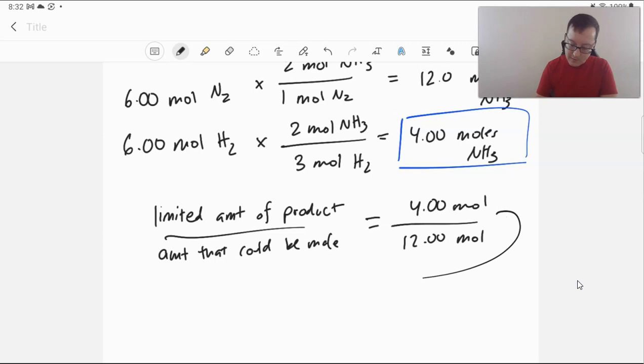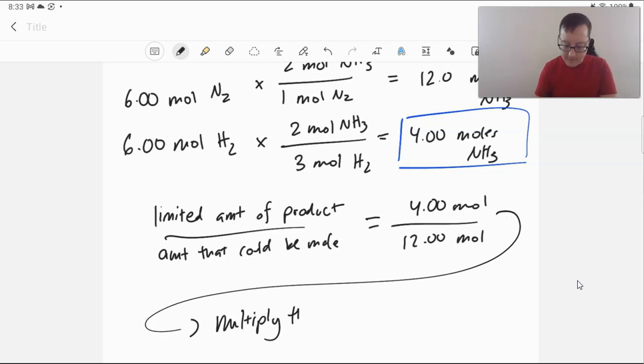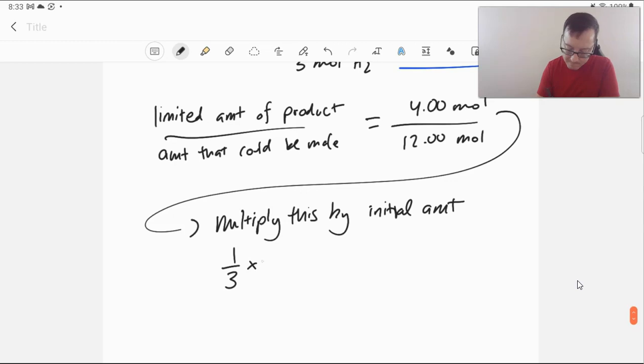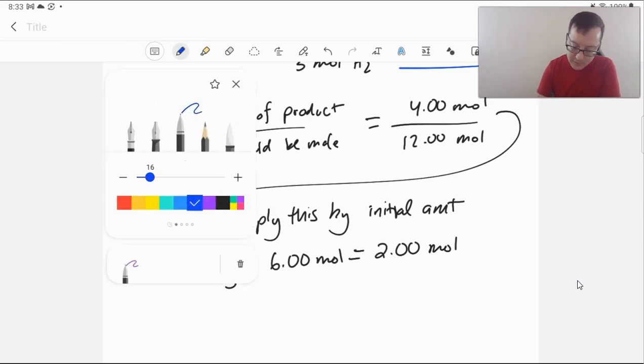Multiply this number by your starting amount. Let's see where I can put this. Multiply this by your initial amount of your excess reactant. This is all for the excess, right? So if we had 6 moles to start, we're multiplying that by 1/3. That tells us we have used 2 moles.